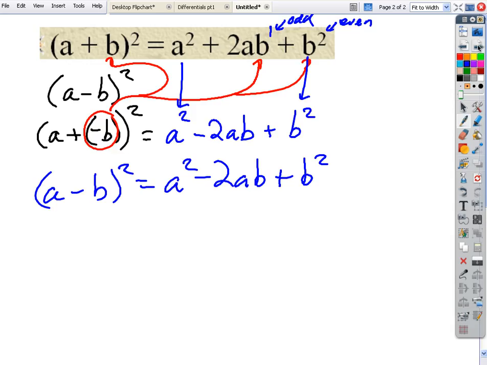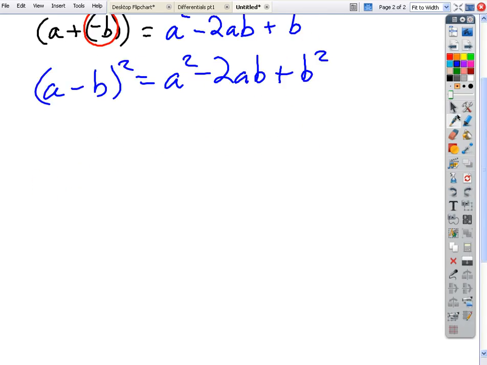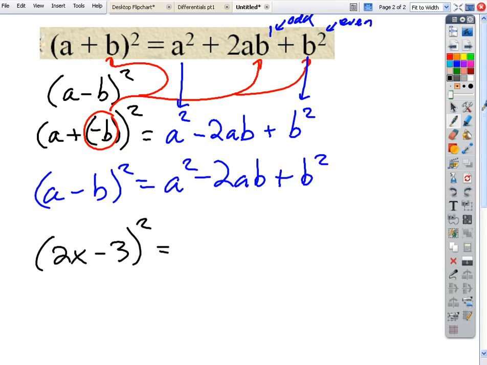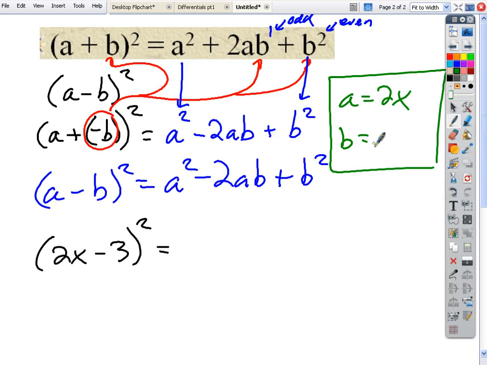All right, let's do a quick example of that. What if we want to square out 2x minus 3? Okay? Well, we're going to use this pattern. Okay, but what's a and what's b? Okay, a is 2x. What's b? Negative 3, right? So then we'll just do this.